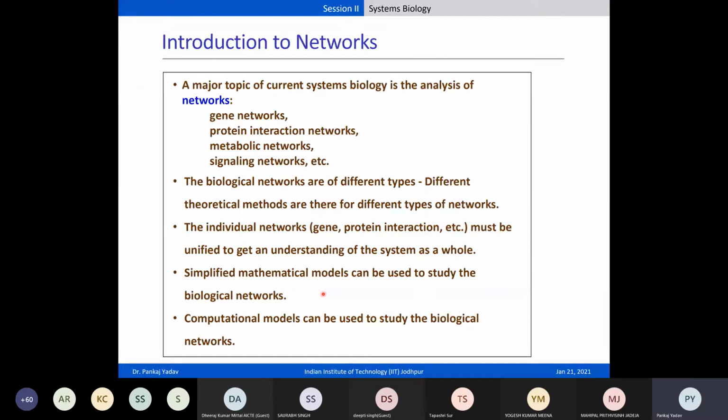And there are also simplified mathematical models that can be used to study these biological networks. There are also complex methods available, and computational models available to study these biological networks. So many of these models are already available, and they can also be used. And I will probably also show you in some of the slides what the different models are that are available.